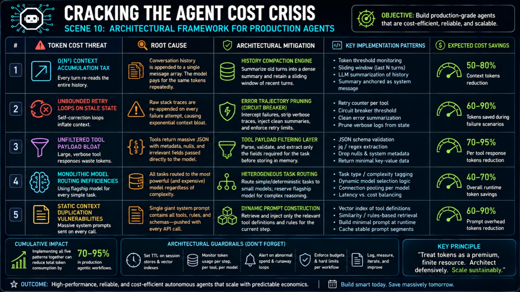In conclusion, managing token consumption in production agentic systems requires a proactive, disciplined approach to software architecture. As we have demonstrated, treating model context as unlimited is a reliable path to cost overruns and system failure. By actively implementing history compaction, pruning error trajectories, filtering tool payloads, routing tasks dynamically, and building system prompts at runtime, you transform your system's cost profile. These strategies ensure your autonomous workflows scale efficiently and predictably in high-traffic production environments.